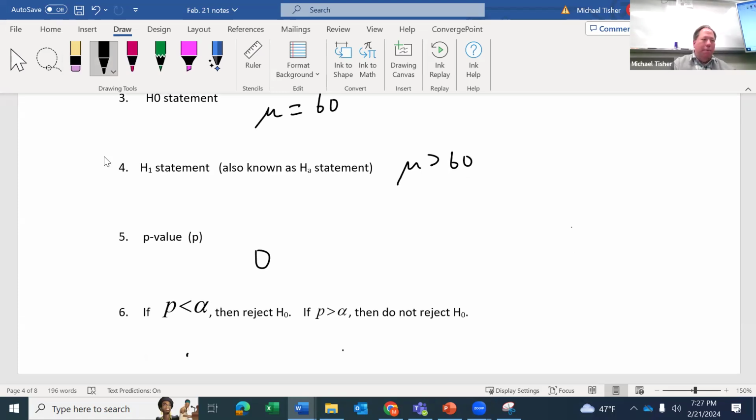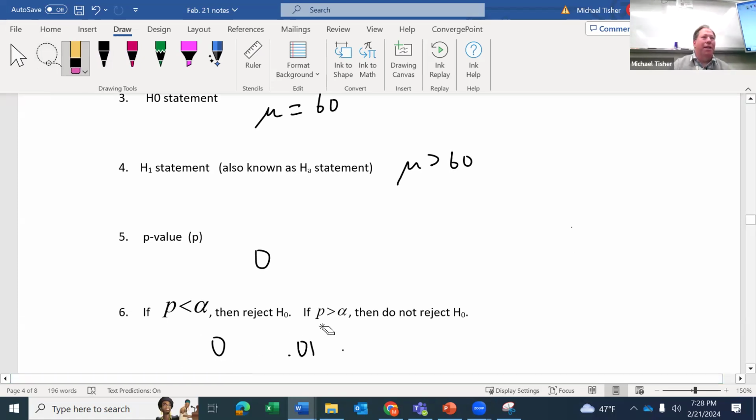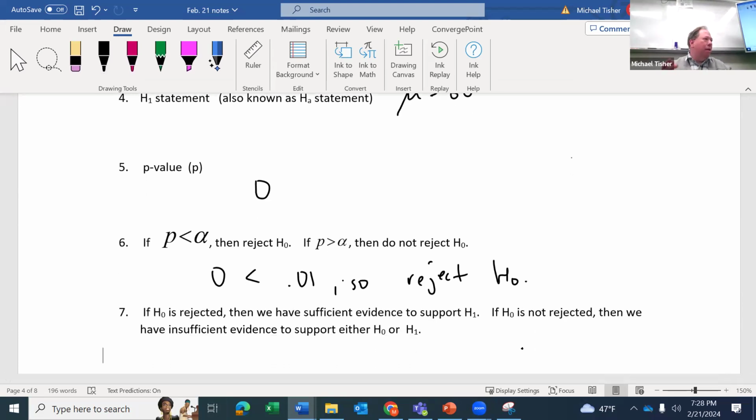All right, so recapping, we have a p-value of 0, and our alpha is which number again? The alpha? 0.01, yes, okay. So what should we do? Should we reject or not reject? Reject, yes. Because 0 is less than 0.01. So reject H0. All right, okay, so then we can write the conclusion, okay?